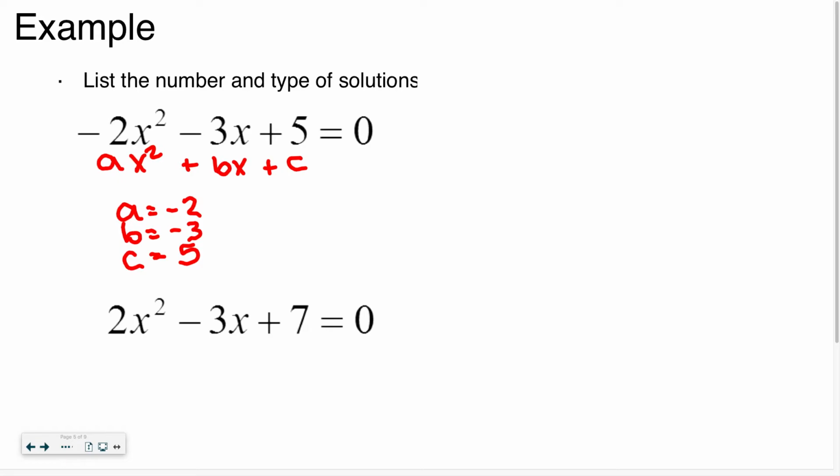Yes, sir? Okay, can you give me a more specific question? I'm asking you to calculate the discriminant to determine the number and type of solutions. So the discriminant is b squared minus 4ac. So I just listed up there, a is -2, b is -3, and c is 5. Why don't you write that in your notes? And then do b squared minus 4ac.